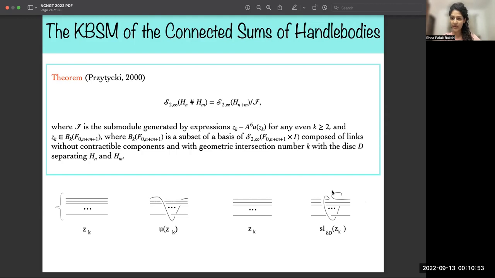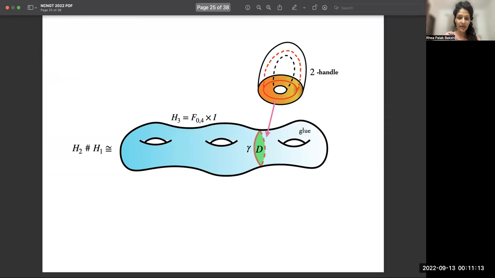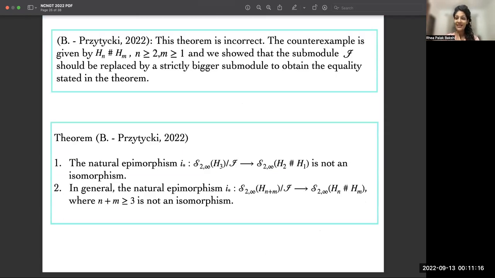And then resolving using the Kauffman bracket skein relations, we get this coefficient a raised to 6. So he showed that the handle sliding relations needed for the KBSM of the connected sum of Hn with Hn is exactly sliding the top string along the two handle. However, I showed that this theorem is incorrect. The counterexample is given by Hn connected sum Hm, where n plus m is greater than or equal to 3. And we show that the submodule should be replaced by a strictly bigger module, and that the relation in the theorem is not enough. We need more handle sliding relations.